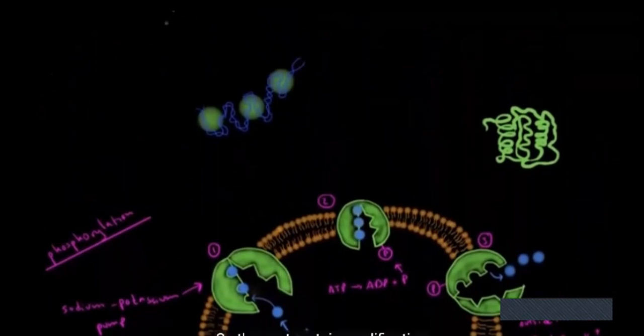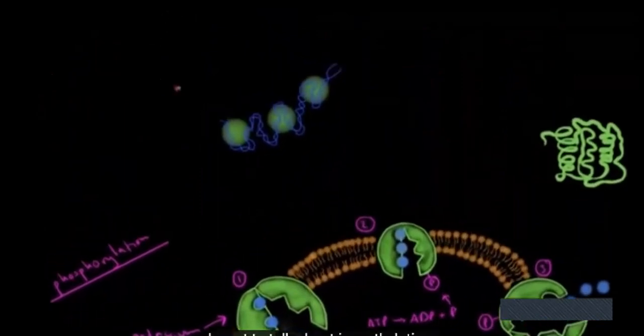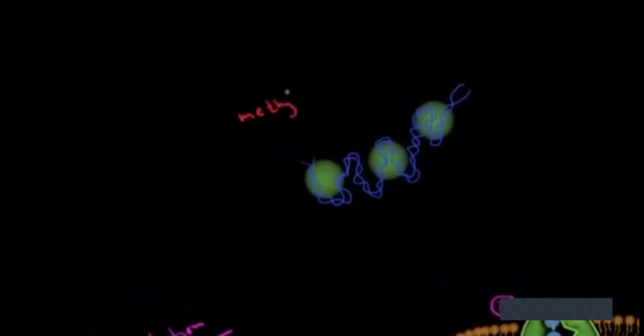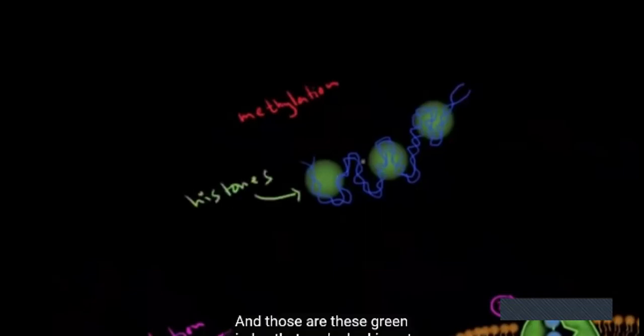So the next protein modification I want to talk about is methylation. And in particular, the methylation of certain proteins called histones. And those are these green circles that you're looking at. And histones are these proteins around which DNA wraps itself. So they're found in the chromosomes and they help to package DNA in a very tight and organized manner. And sometimes histones are methylated. So let's put some methyl groups on our histones.